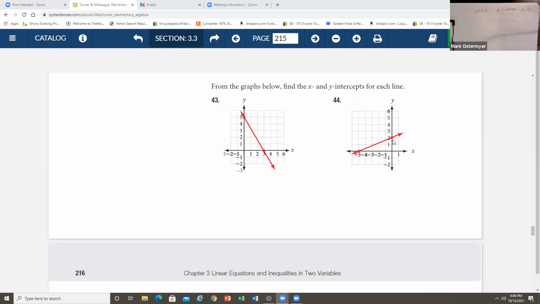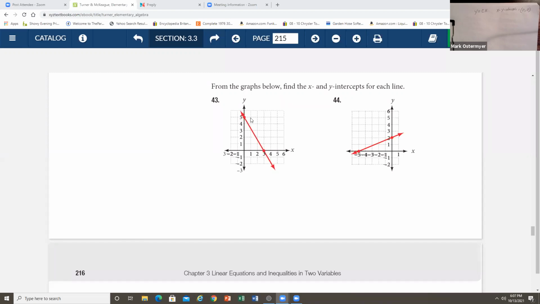What's the x-intercept of this linear equation? Negative 5, (-5, 0) would be the x-intercept right there, that point on the x-axis. You said the y was what? The y-intercept for number 44 is (0, 2). The ordered pair is (0, 2). The x-intercept is the ordered pair (-5, 0). That's the x-intercept.